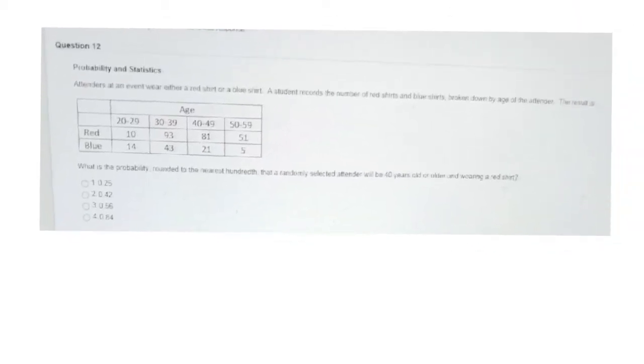Attenders at an event wore either a red shirt or a blue shirt. A student records the number of red shirts and blue shirts broken down by age of the attender. The result is shown. What is the probability, rounded to the nearest hundredth, that a randomly selected attendee will be 40 years old or older wearing a red shirt? Let's quickly remind ourselves that probability is desired outcome all over the possible outcomes.